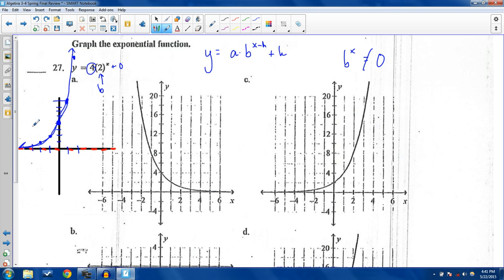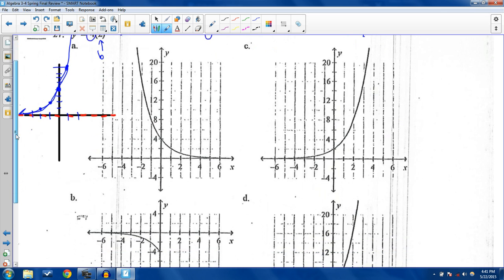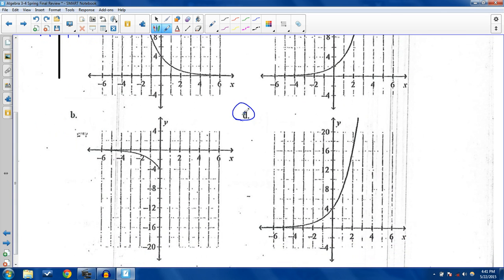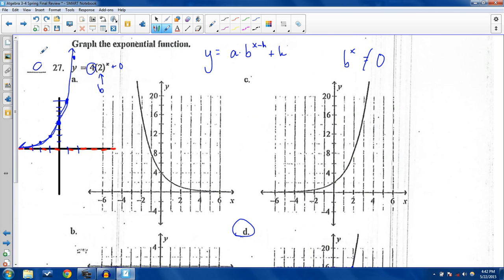So there's the graph. It's going to be going upward with an asymptote at y equals 0, and it crosses through the y-axis, in this case at 4. So it's not A or C, it's not B, so it must be D. You can take a look at that graph, and you can see, once again, at 1, 8, 2, 16, there are all those points that we just talked about. So that one was D on 27, and the paper confirms it.